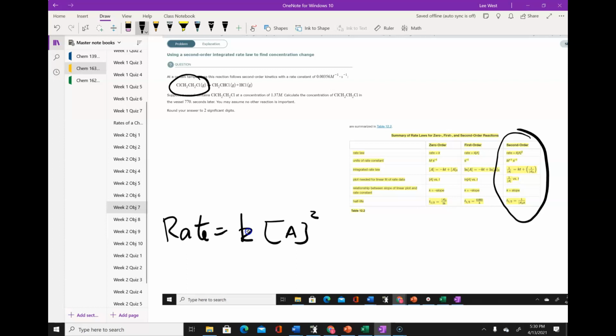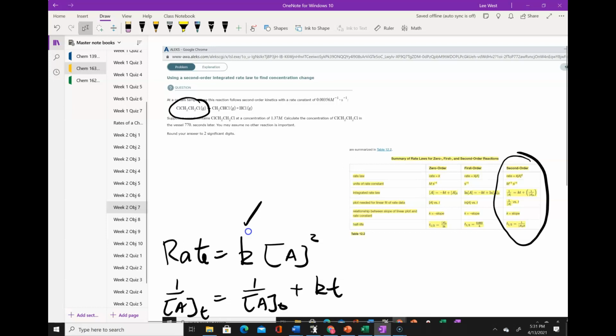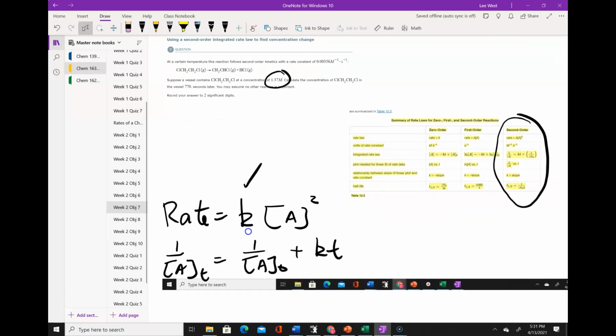They give you a whole bunch of stuff. They tell you what K is, so we've got that. And then because it's second order, we know that the integrated rate law will have this form: 1 on the concentration of our reactant at time t will be equal to 1 on the original concentration of our reactant plus Kt. And if I read on, it tells me, you guessed it, what my original concentration was. It was 1.37. And then what it asks us is to calculate the concentration of my reactant 770 seconds later.